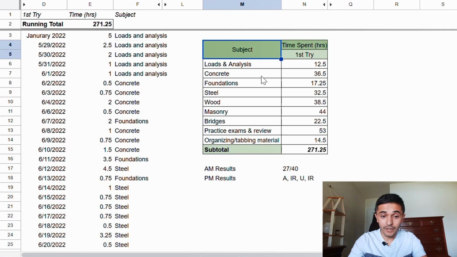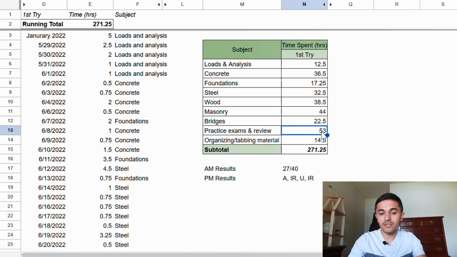So I grouped up my time into these different line items here. You can see that I spent a lot of time studying for masonry and a lot of time studying for wood, for example. You can also see that I have this line item for practice exams and reviewing the practice exam.